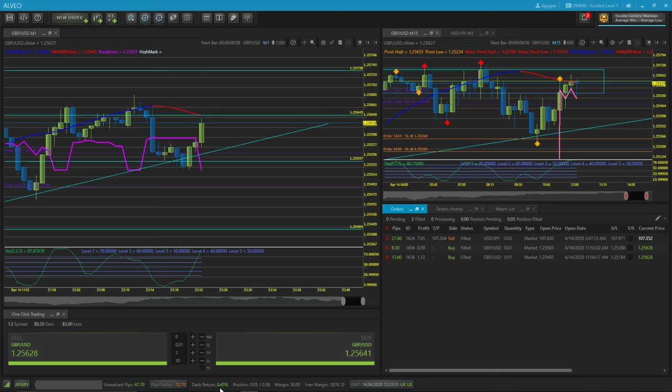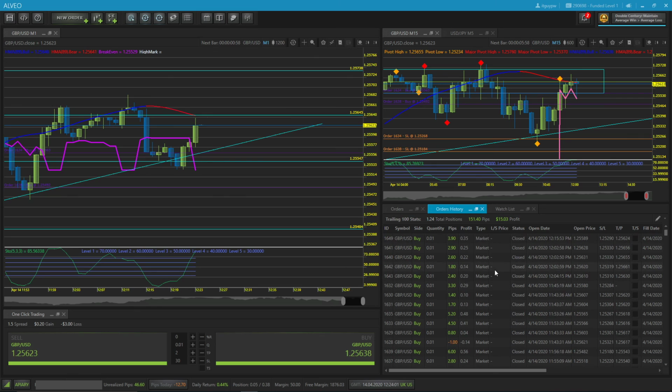Up almost half a percent today, excuse me. We almost got our unrealized pips covered from all of our overnight setups here. Look at all these wins here in a row with just a couple of losses.